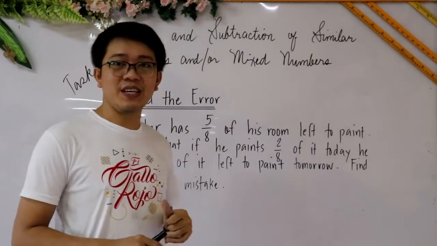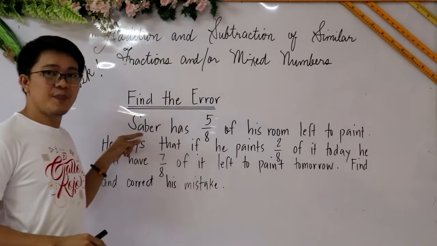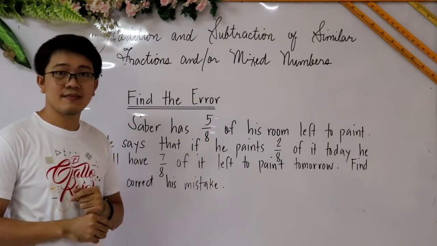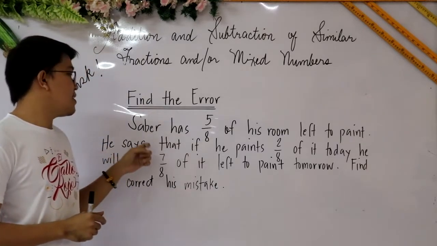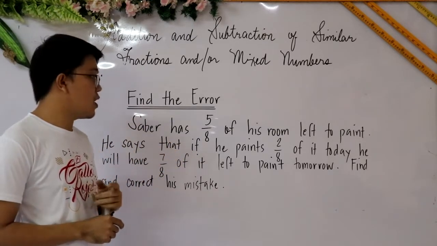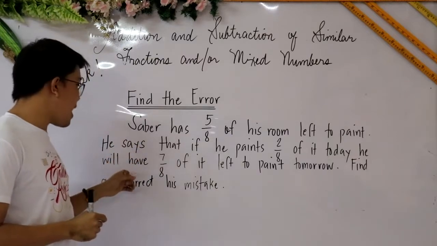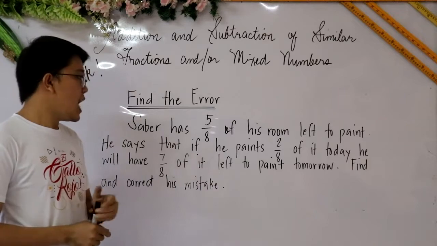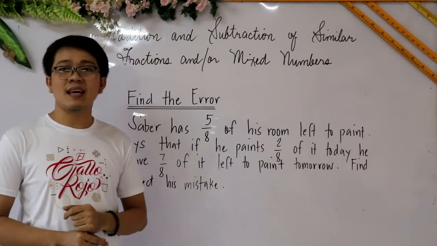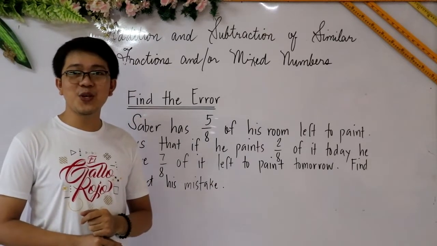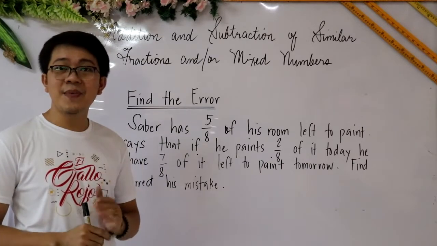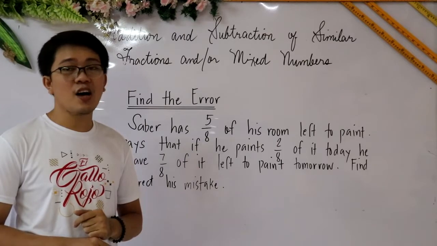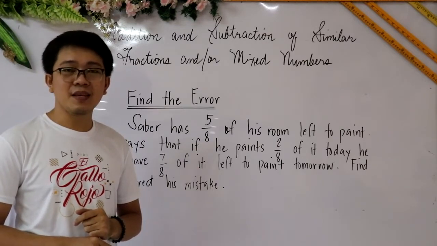Let me give you this situation. Saber has 5/8 of his room left to paint. He says that if he paints 2/8 of it today, he will have 7/8 of it left to paint tomorrow. Find and correct his mistake. Now for you to find and correct his mistake, you may need the knowledge about addition and subtraction of similar fractions and or mixed numbers.